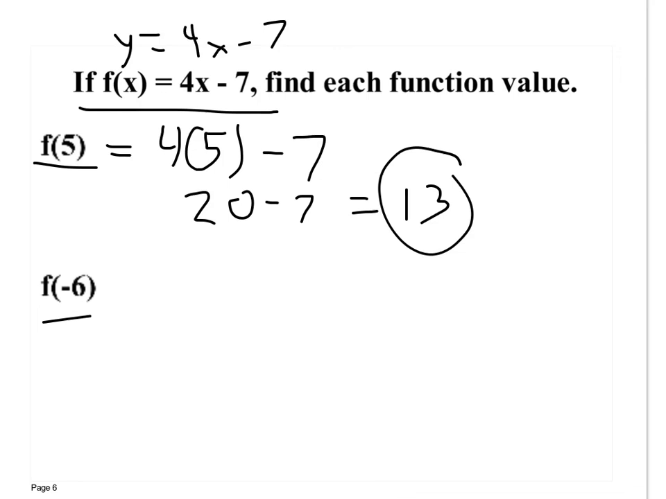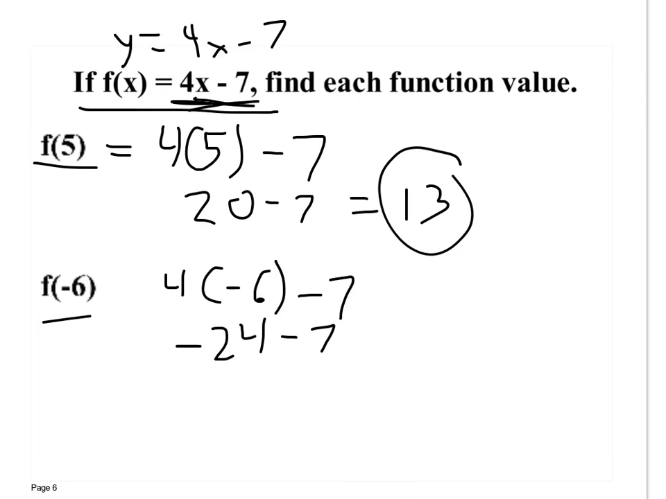This says f of negative 6. So what I do is I replace x with negative 6. Then I subtract 7. I write it exactly how it is up here, except x is now written as negative 6. 4 times negative 6 is negative 24. Negative 24 minus 7 is negative 31. And that's my answer. Easy enough, right? Here's your assignment.